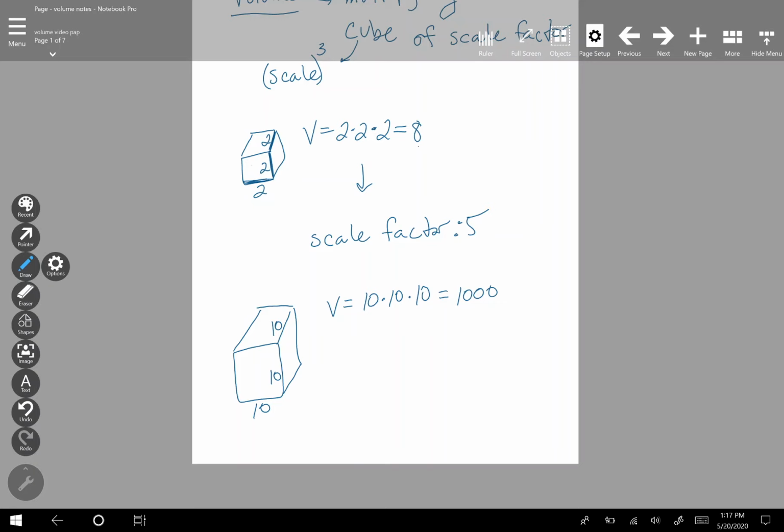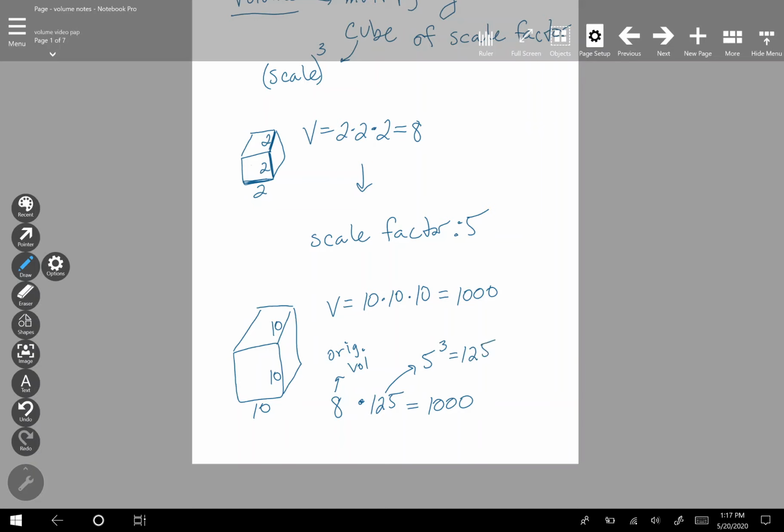Well, how do you go from 8 to 1,000? So 8 is your original volume, and 1,000 is our new volume. If you do 1,000 divided by 8, you get 125. So you'd have to do 8 times 125 to get 1,000. Well, where do I get this 125? 125 is 5 cubed. That's your scale factor cubed.